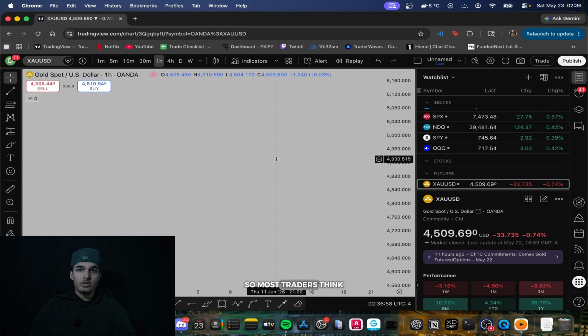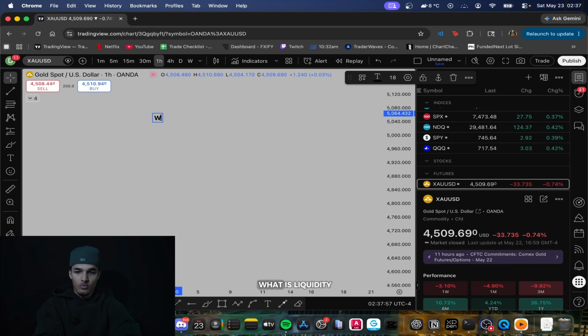So most traders think that price moves randomly, but that's not true. Price moves from liquidity to liquidity. Institutions need liquidity to enter and exit positions. They can't just do it instantly. They need to get liquidity to make moves. And liquidity is basically where orders are sitting in the market. This is why price is attracted to certain highs and certain lows.